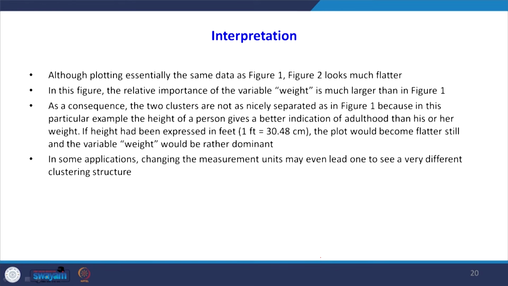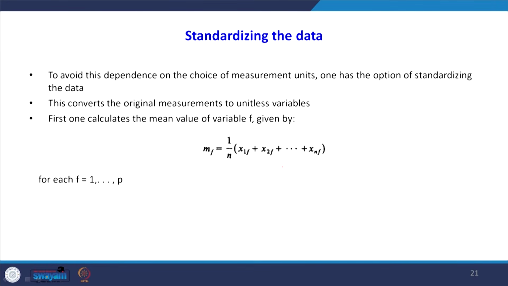In some applications, changing the measurement units may even lead one to see very different clustering structures. The point I am trying to say here is that changing the measurement unit may provide different types of clustering structure. To avoid this, one way is standardizing the data. Now let us see how to standardize the data.